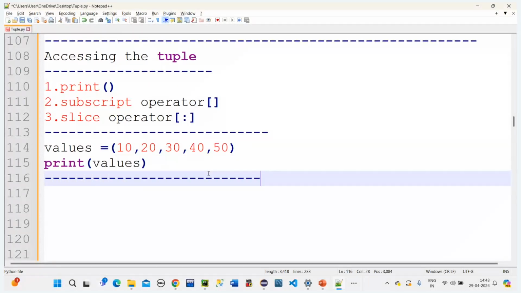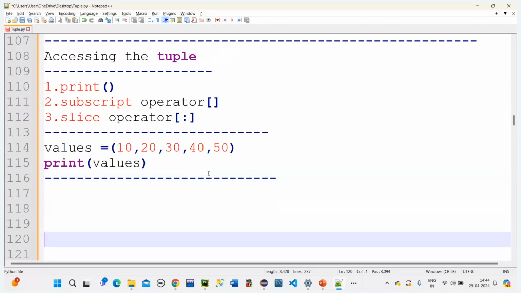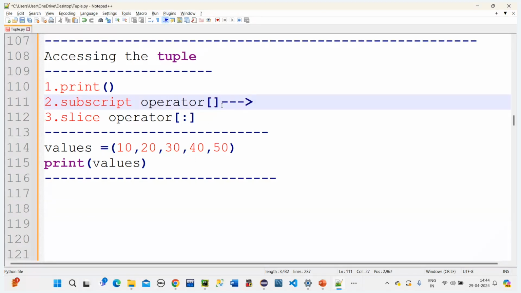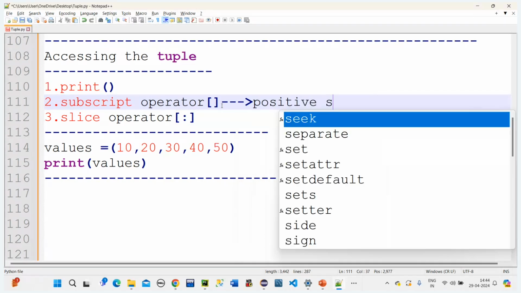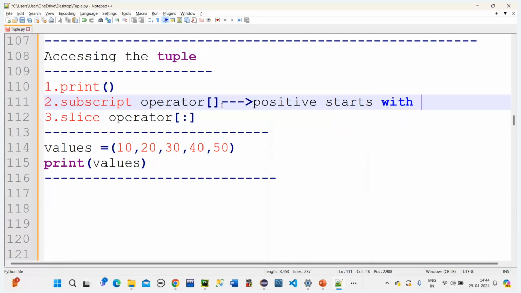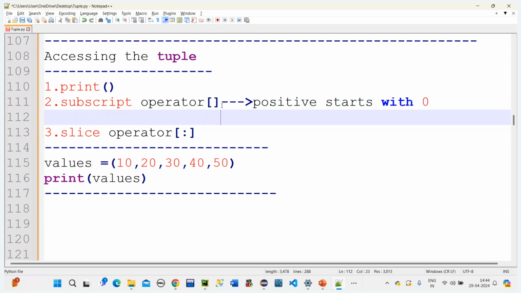Now similarly, we can use the subscript operator. How can we use the subscript operator? You already know. In the second case, we can use indexing. What indexing do we have in this? Positive and negative. Positive indexing starts with 0, going forward, and negative indexing starts with -1, going backward.